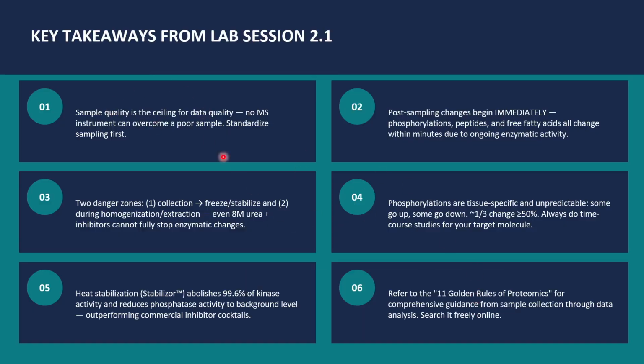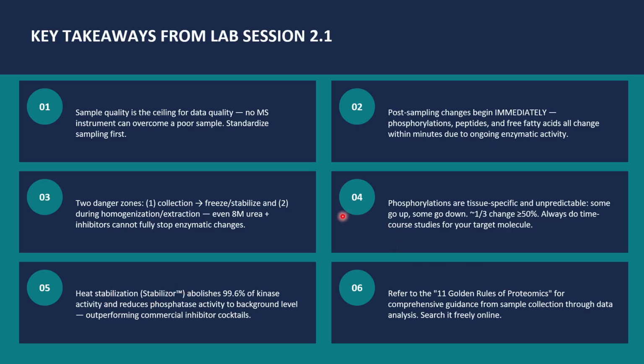So these are just key takeaways of the same thing. Overall aim is basically that your sample quality should be as good as possible so that you get better MS analysis. Post-sample changes begin immediately, and there are two danger zones of it. You need to make sure that doesn't happen, because of its stabilization, and most of it gets reduced because of doing this specific step.